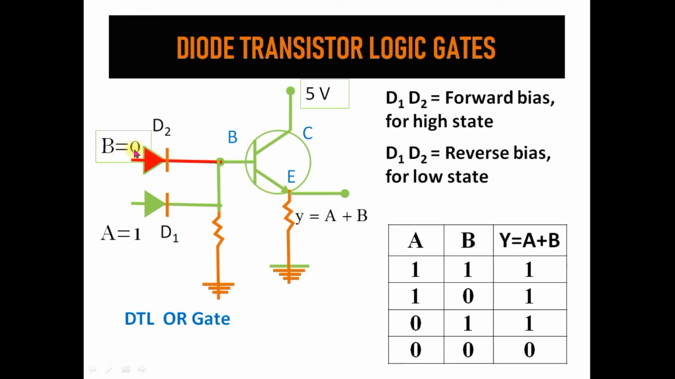If B is equal to 0, then the current or voltage flows in this direction. Base current or voltage is present, then it makes a complete path for the flow of voltage or current. Then the output is present. Suppose both diodes are in reverse bias, that is B is equal to 0, A is equal to 0, then there is no base current, there is no complete path for the flow of voltage or current, then the output is 0.